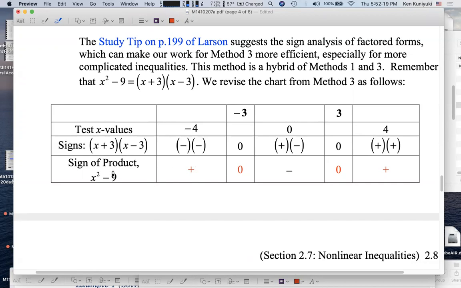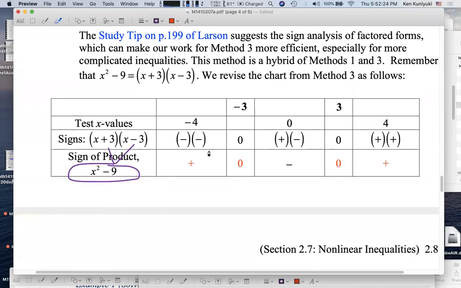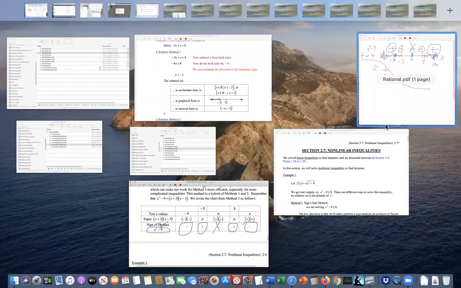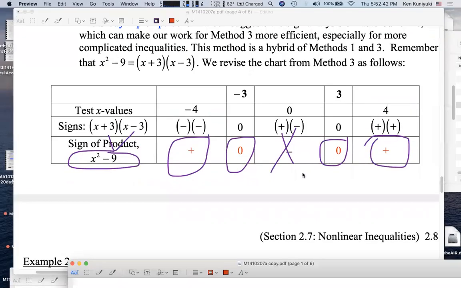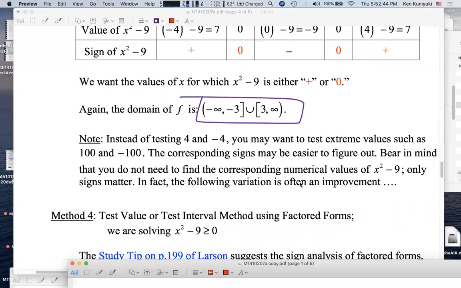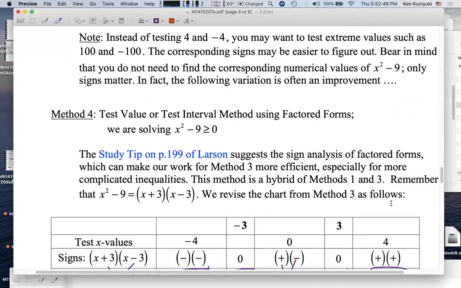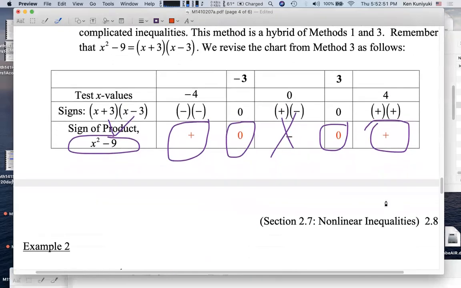Repeat the process. Again, we care where the product, x squared minus 9, which was this times this, is positive and where it's 0. Not where it's negative. We want where it's 0, where it's positive, and again, we want the wings, which was this set over here. Okay. Next up, some more examples.